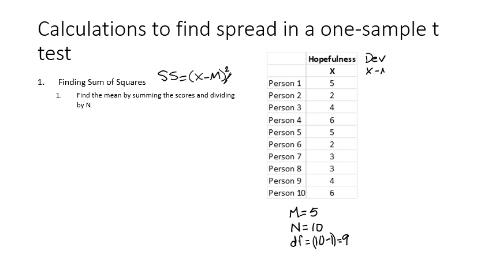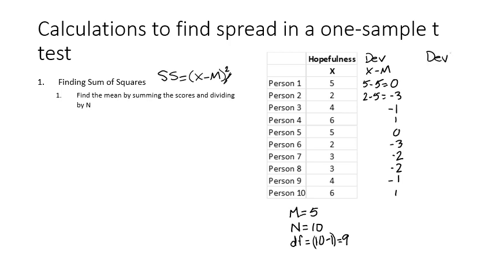X minus m. So we'll take 5 minus the mean, 5, equals 0. 2 minus 5 equals negative 3. 4 minus 5 is negative 1. 6 minus 5 is 1. 5 minus 5 is 0. 2 minus 5 is negative 3. 3 minus 5 is negative 2. 3 minus 5 again is negative 2. 4 minus 5 is negative 1. And 6 minus 5 is 1.